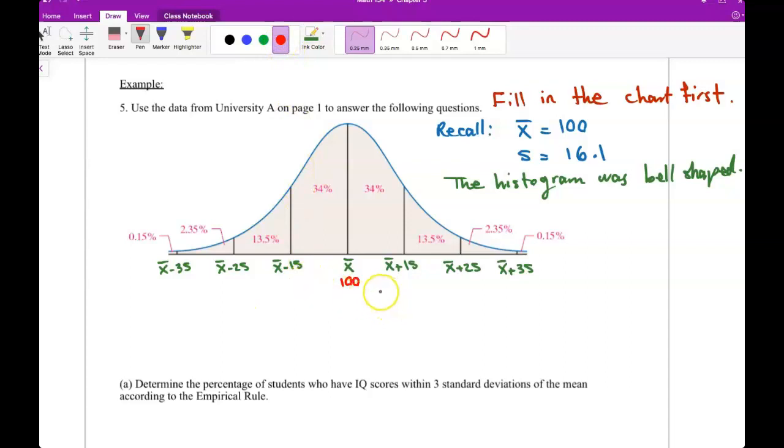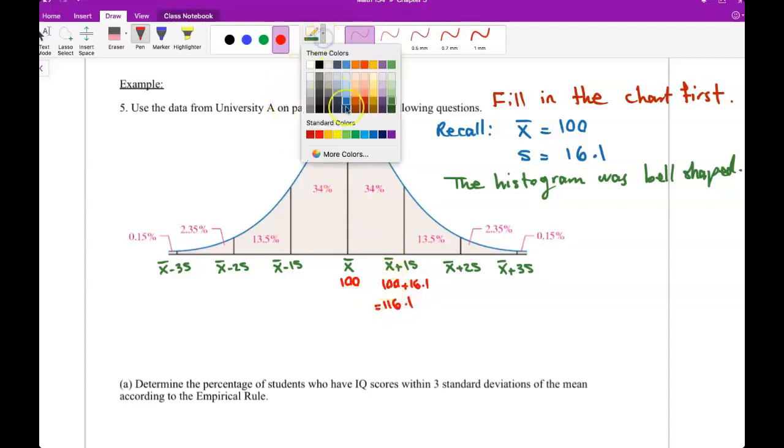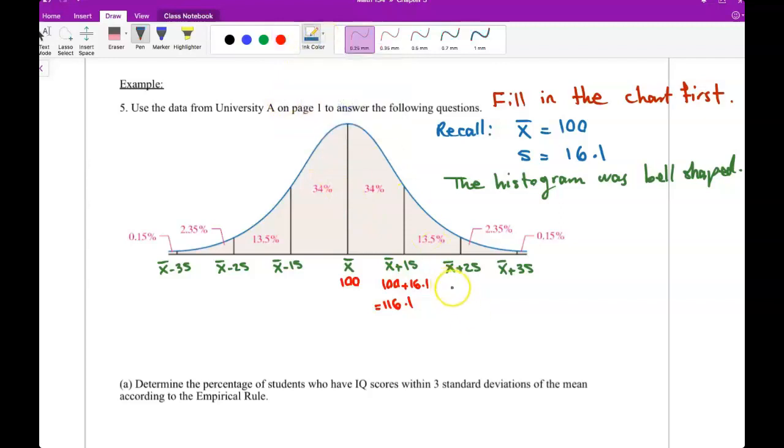Okay, so let's find the answer for each one. So this was 100. Here is 100 plus 1 times 16.1, so that is 116.1. Now here is 100 plus 2 times 16.1. That is equal to 132.2.